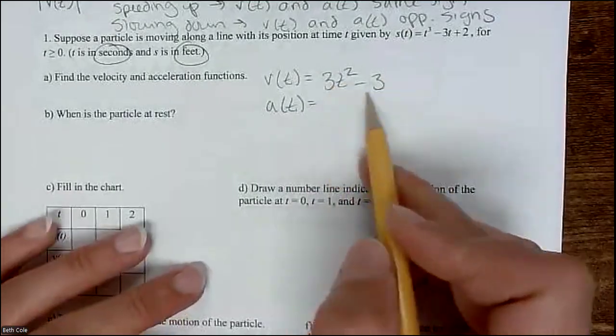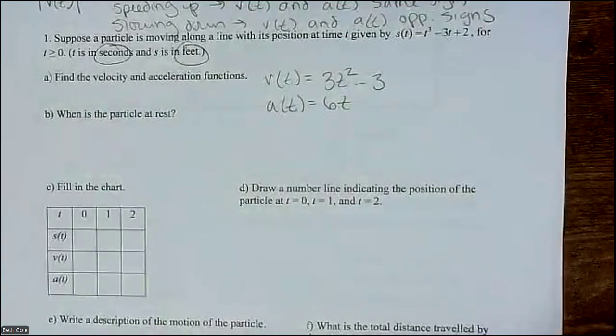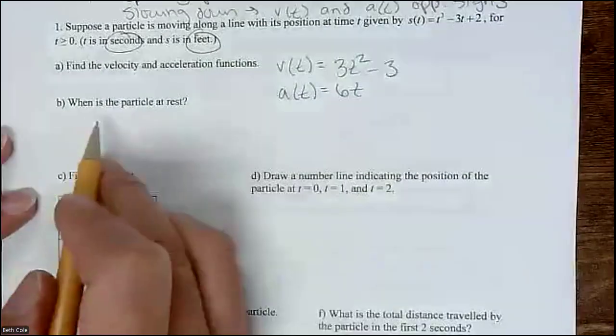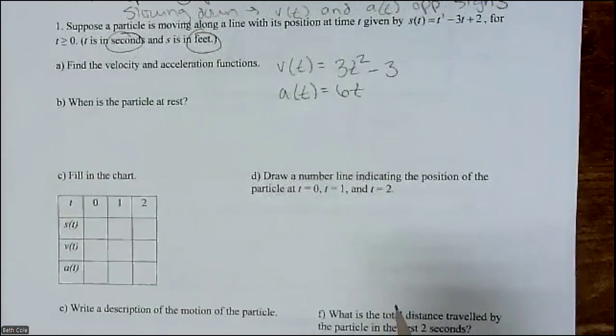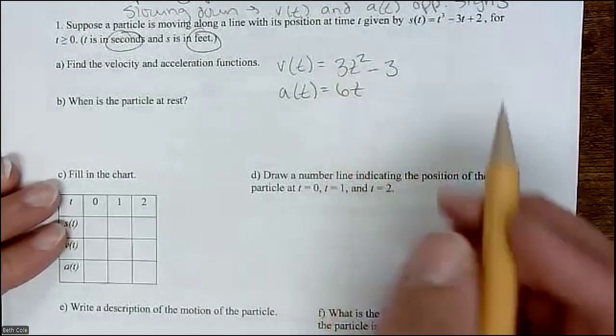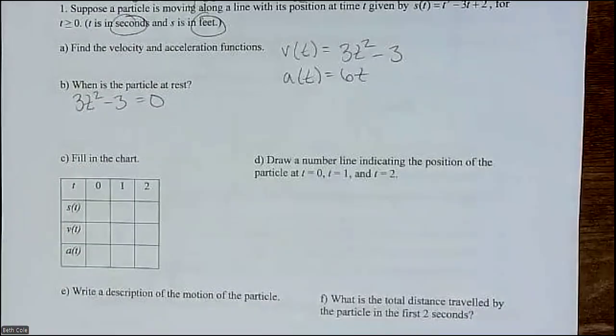All right, acceleration is going to be the derivative of that. So 6t. Good job. That's all he asked for, so that's all we're going to do. Letter B, when is the particle at rest? That means what is 0? Velocity is 0. Good. So we're going to take that velocity equation that we just found, set it equal to 0, and then do some algebra.